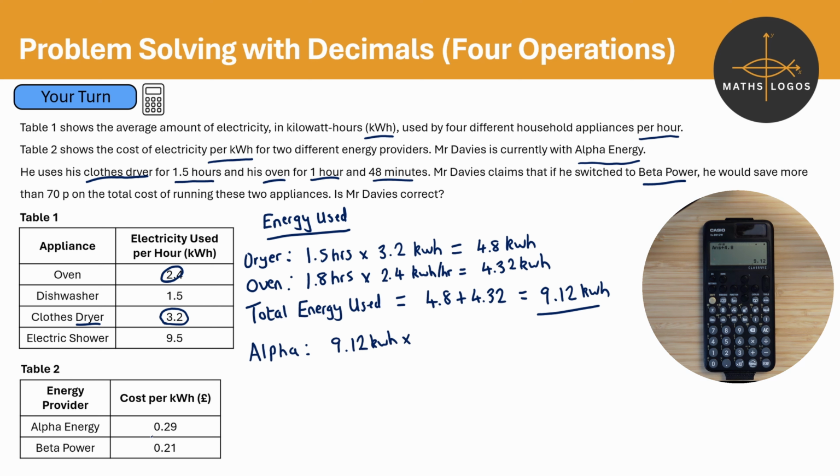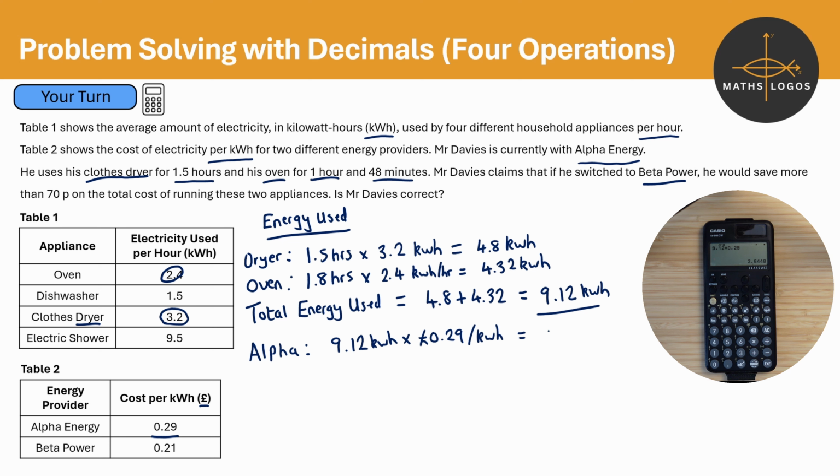So go down to table 2. It's 0.29 and the units are important. That's in pounds. So it's 0.29 pounds or 29 pence per kilowatt hour. And I like to include the units in the question because it keeps me right. I'll then do that calculation. So 9.12 multiplied by 0.29. And that gives me an answer of 2.6448.